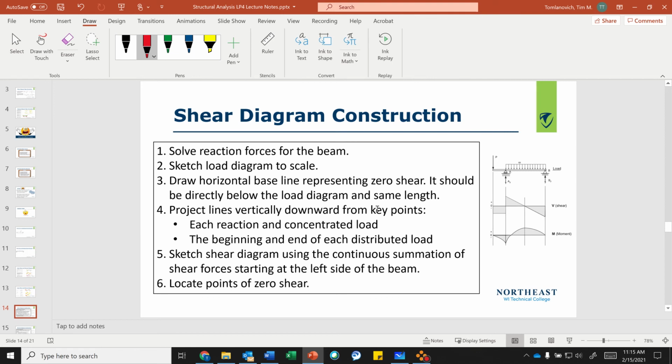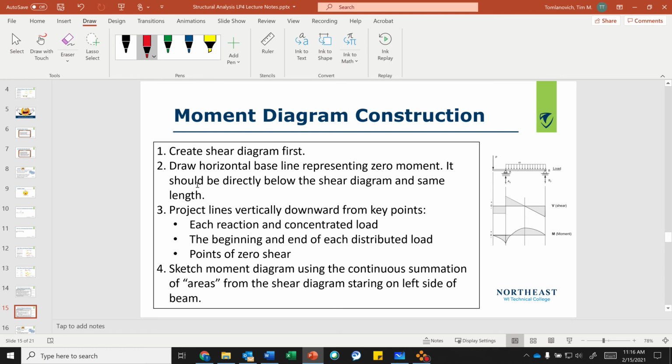Locate points of zero shear. Okay. So I'm just going from left to right. Moment diagram. Create the shear diagram first. Draw a horizontal baseline below the shear diagram, the same length. Project these lines down: reaction and concentrated load, beginning and end of distributed load, and points of zero shear. Then sketch the moment diagram using summation of areas from shear diagrams starting on the left side of the beam.